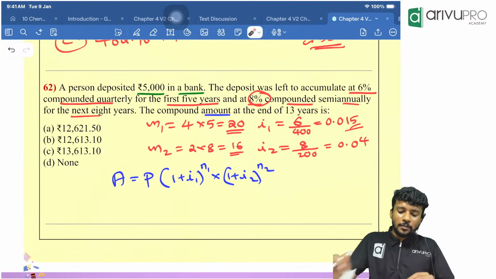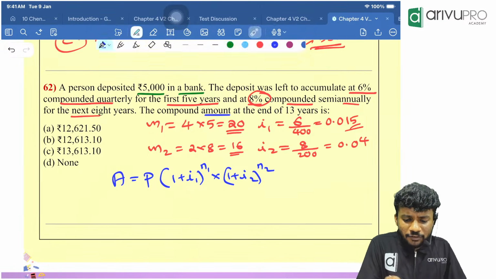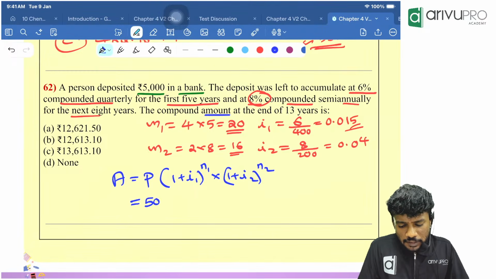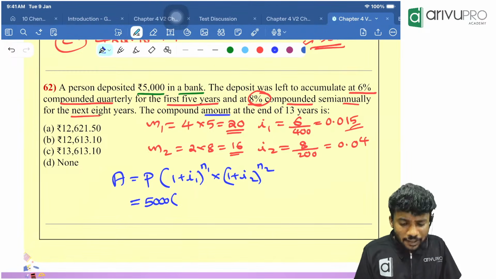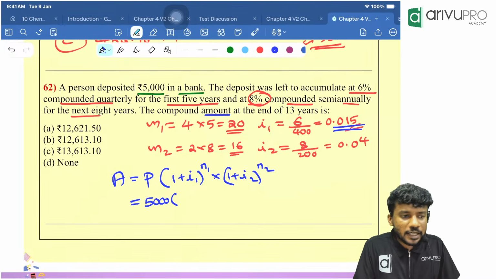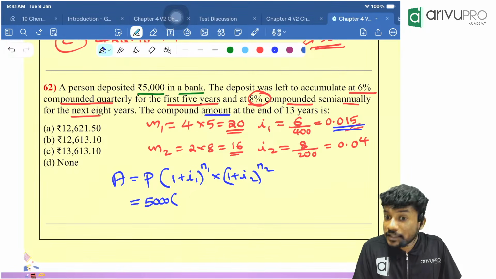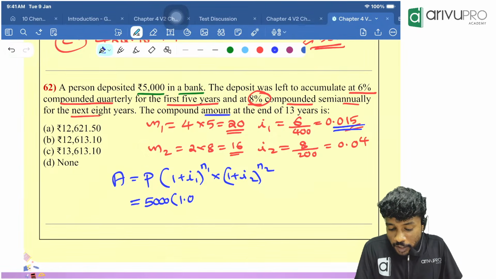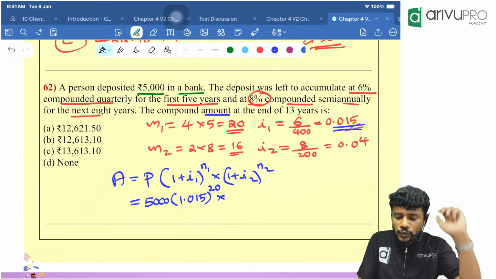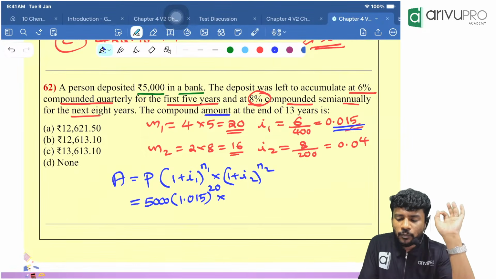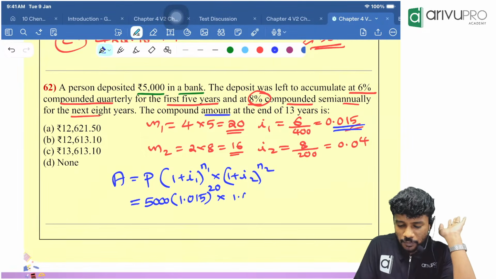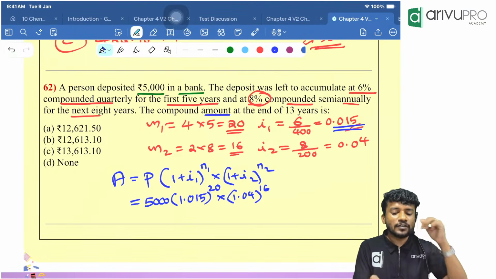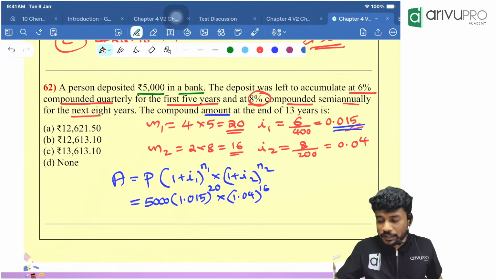What will happen? P into, what is the value of principal? 5000 into (1 plus I1). 1 plus 0.015 is nothing but 1.015. The whole power will be how much? 20. Into (1 plus I2), which is nothing but 1.04, the whole power 16.